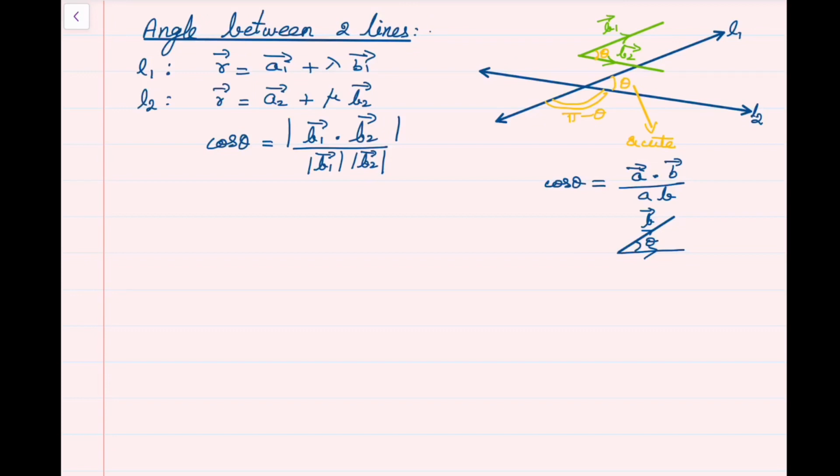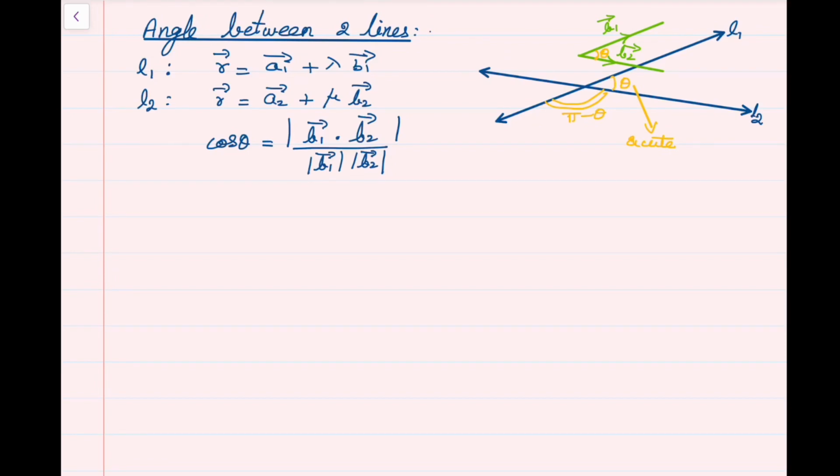We don't have pi minus theta, the other answer. Therefore, we don't have absolute value sign for angle between two vectors, whereas for angle between two lines we have two answers. So we change the answer to positive value so that we get an acute angle between the two lines.